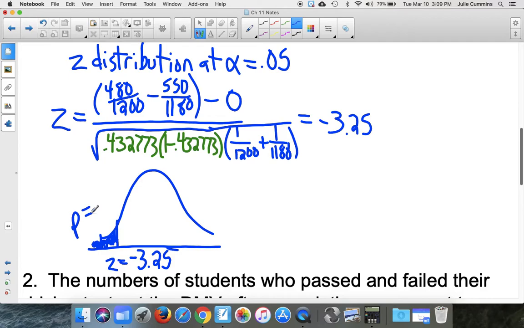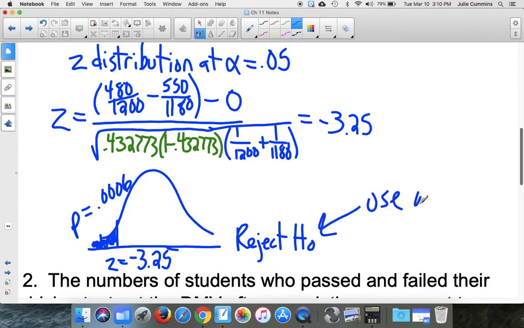You can also use your calculator at this point. And we get 0.0006. That is clearly less than our alpha, so we are going to reject. Our decision is to reject the null hypothesis. So when we reject the null hypothesis, remember you need to interpret this, use words to write a sentence and interpret this.